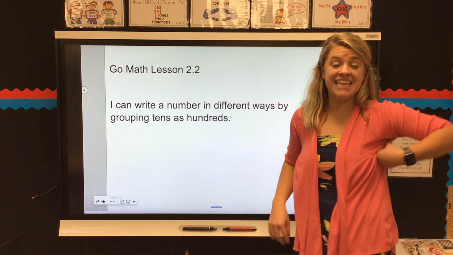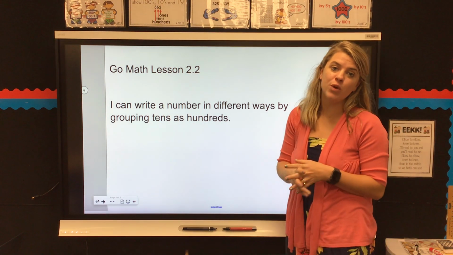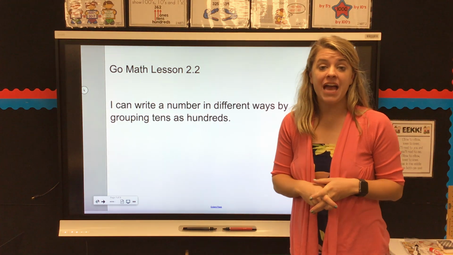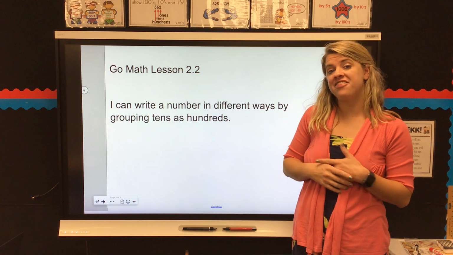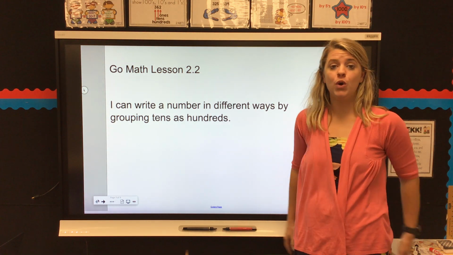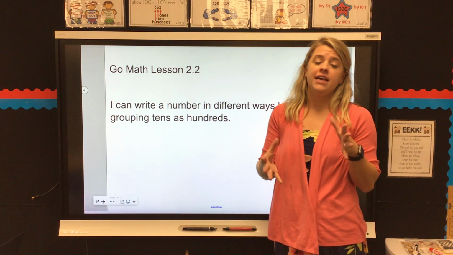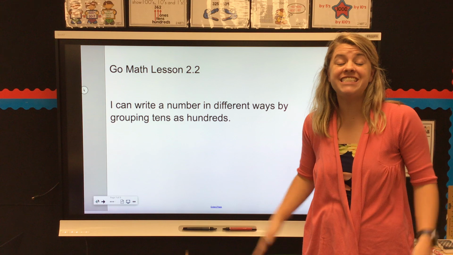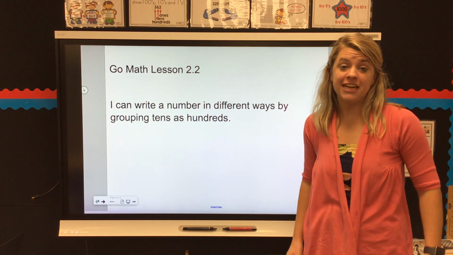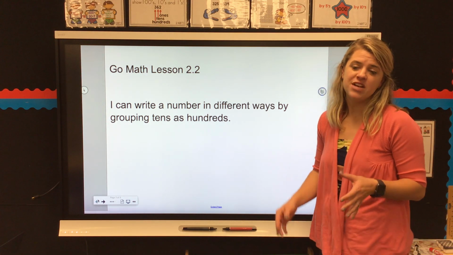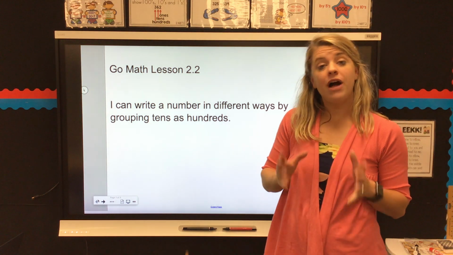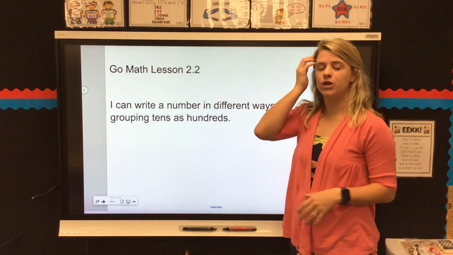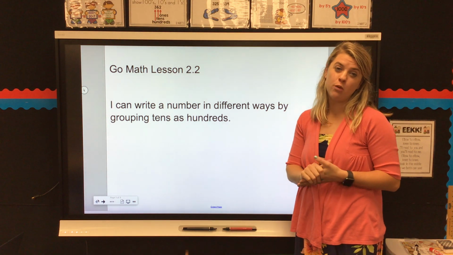Right, guys, so for today in math, we are going to continue working in our Go Math book, and we're going to be working on Go Math lesson 2.2. So you'll need to be in your big, thick Go Math book on page 61. That's what page we're going to start on today, all right? So 61. And while you get there, I'm going to go ahead and read our I can statement for today so we know what we're going to be doing.